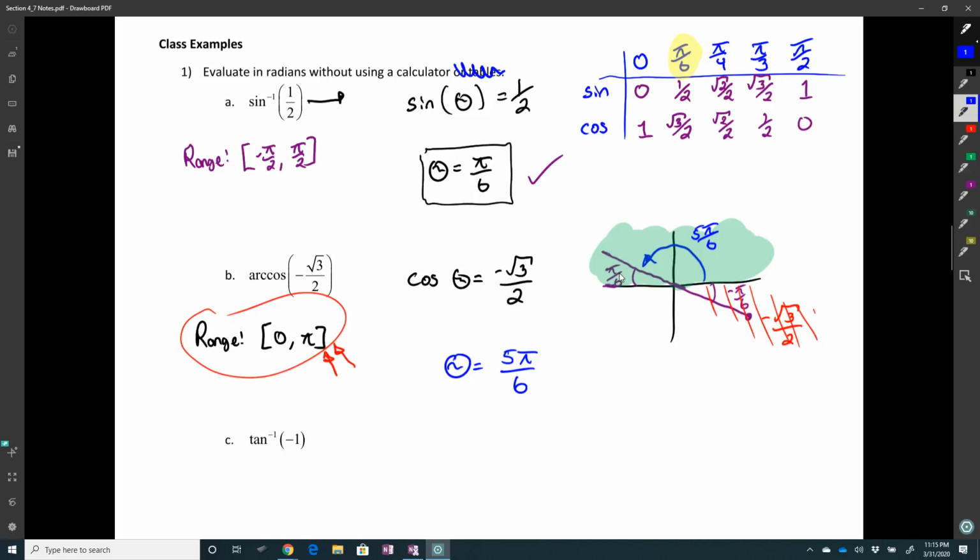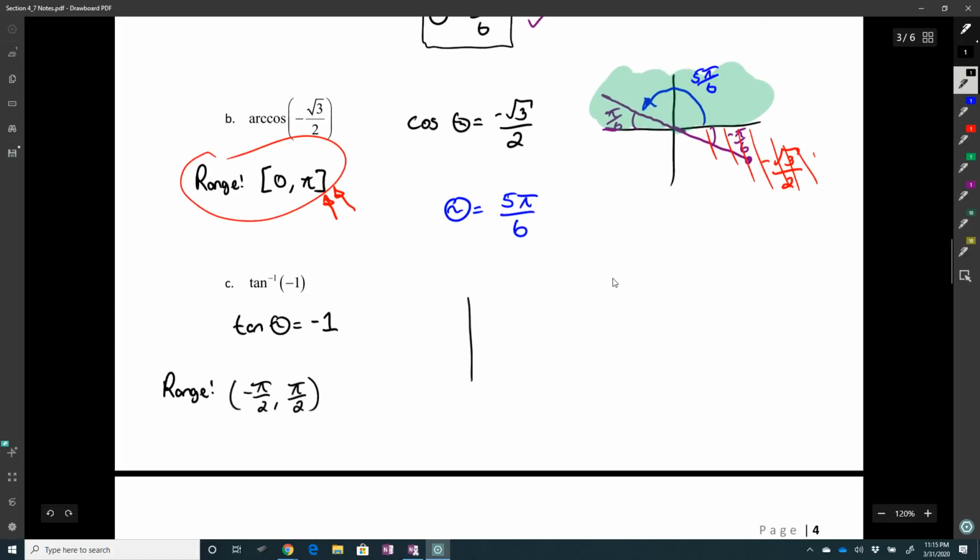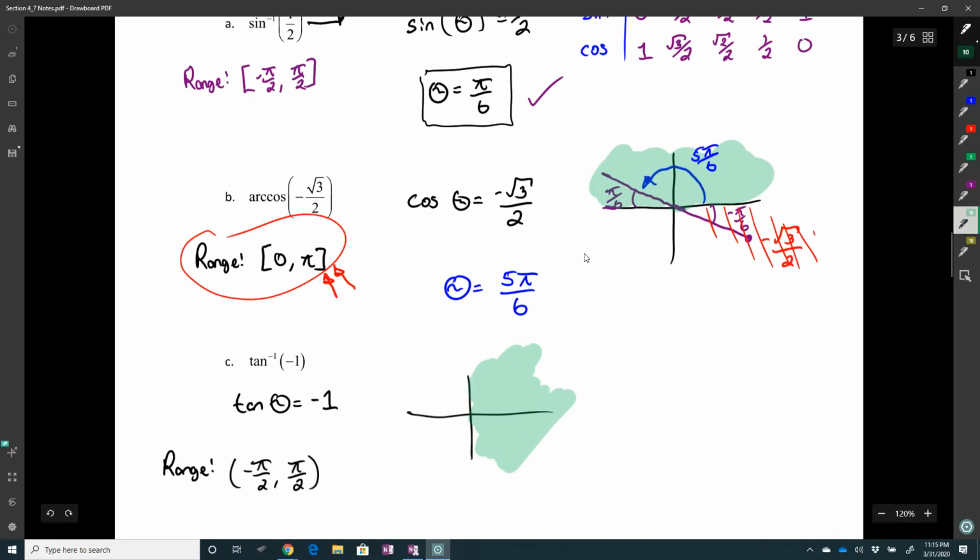Okay. Inverse tangent of negative 1. So this is saying tangent of what equals negative 1. Well, I know the range has to be from negative pi over 2 to pi over 2, with parentheses. So if I was going to make an angle, it has to be on this side of the graph, right?